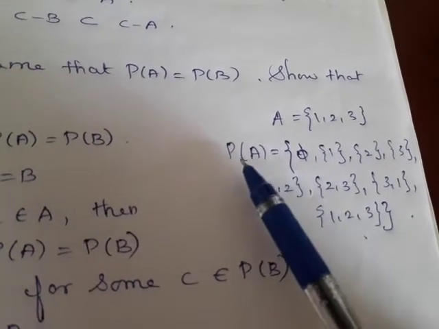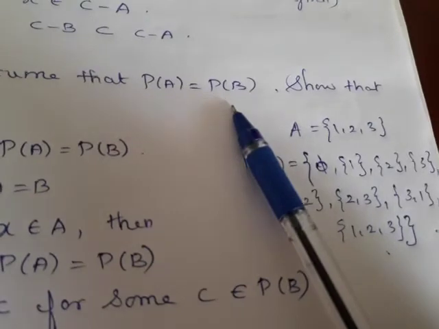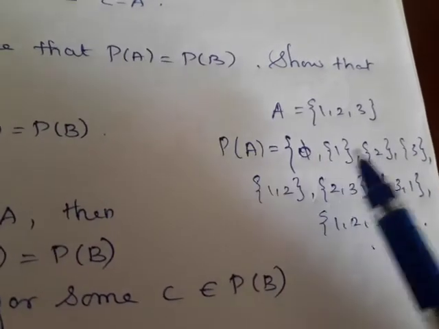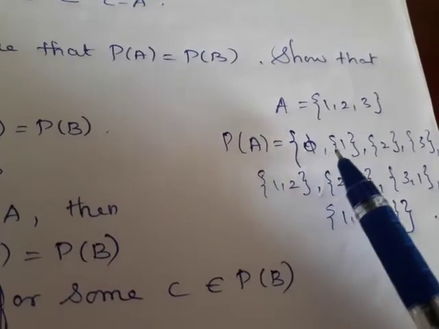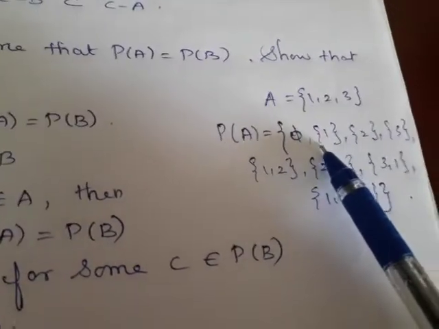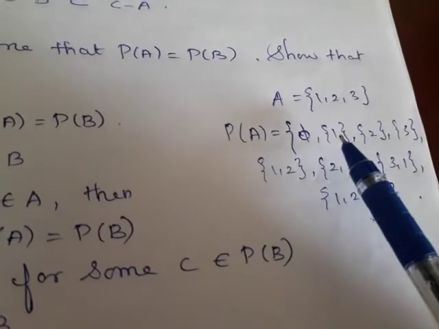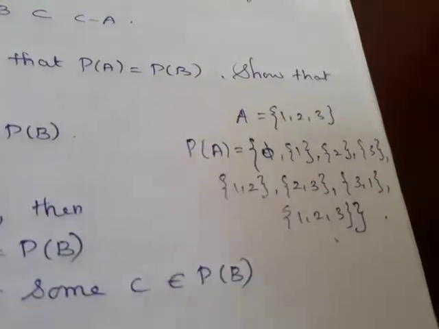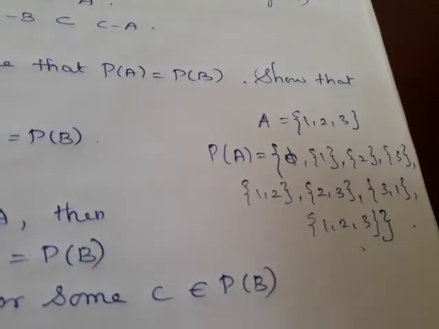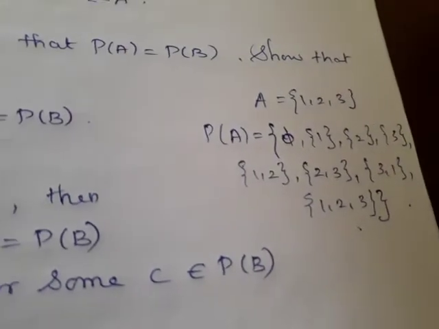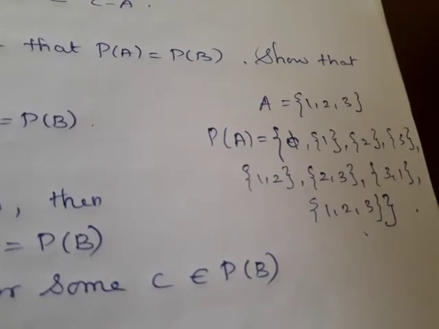Now it is given P of A equal to P of B. So the power set of some set A is the same as the power set of some other set B. Then they are asking us to prove the set A is equal to set B. Obvious, right? If the subsets are the same, then the sets will also be the same. Because in P of A, we are not listing out only specific subsets. We are listing out all the subsets, right? So obviously it is true, but they are asking us to prove. How can we prove this?